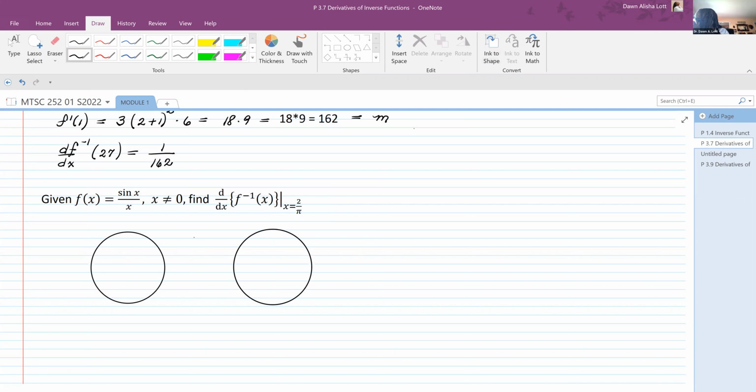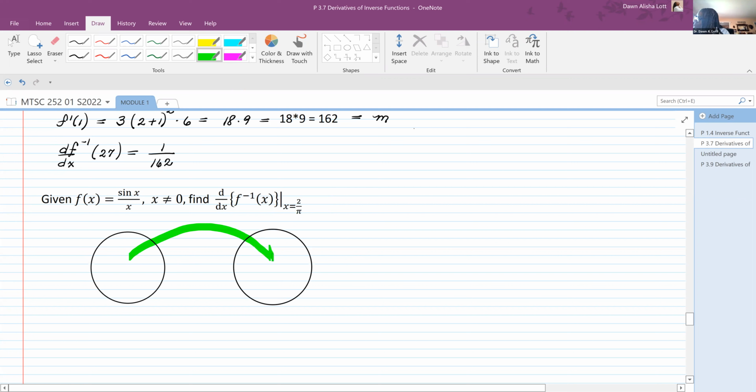So here F is going to pick up pi over 2 and take it to 2 over pi. All right.